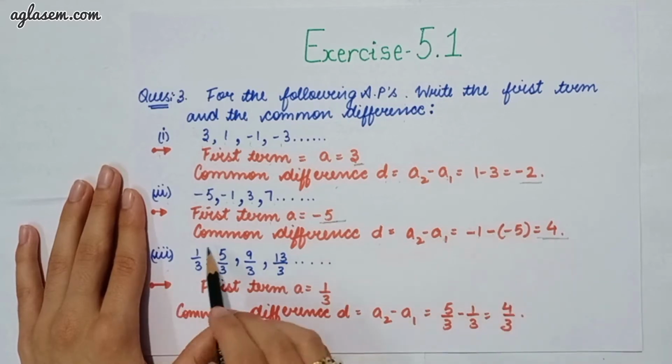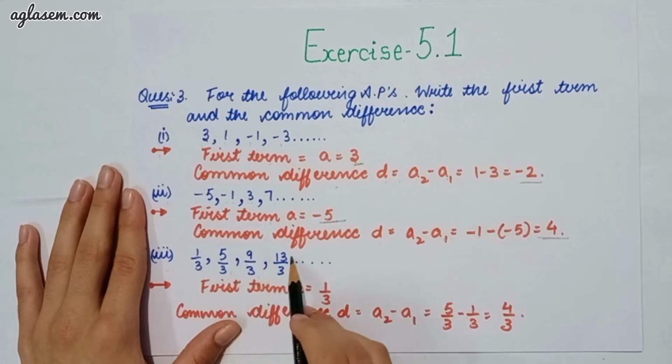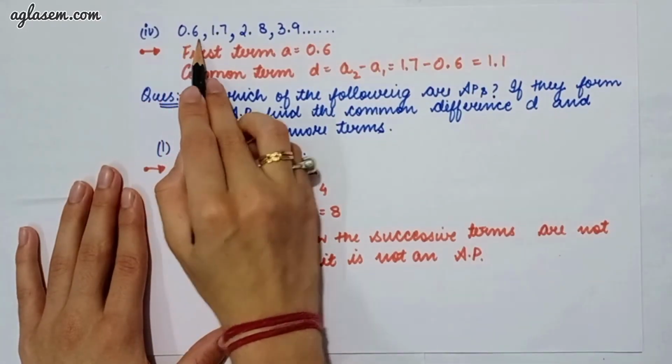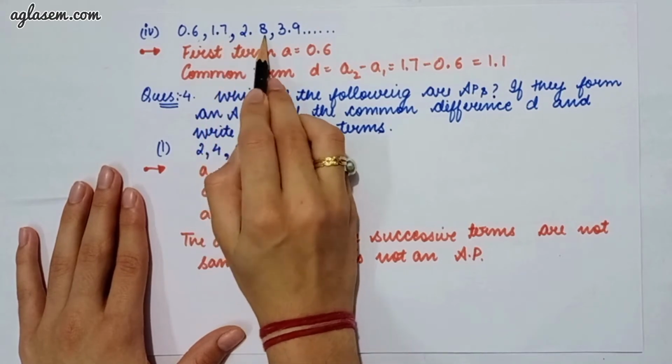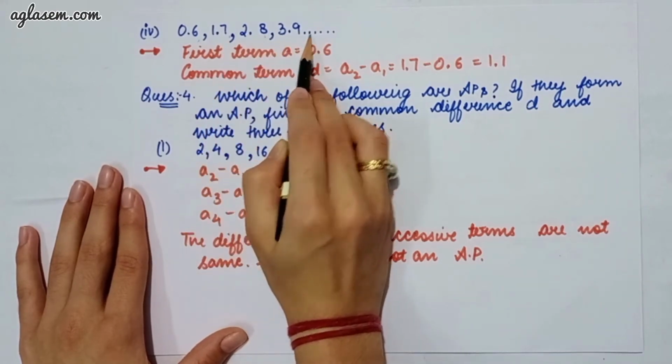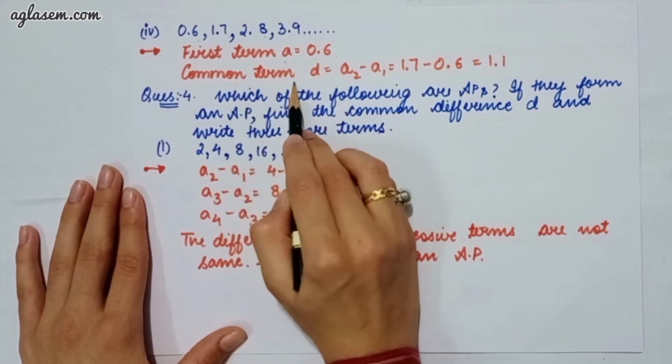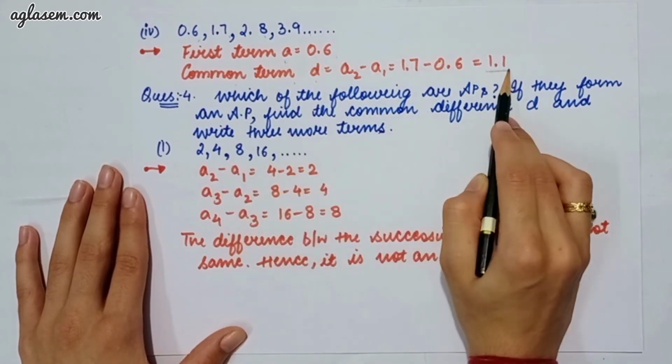Third part says 1 by 3, 5 by 3, 9 by 3, 13 by 3. So here the first term, that is A, is 1 by 3, and the common difference, that is 4 by 3, by subtracting A2 minus A1. Fourth part says 0.6, 1.7, 2.8, 3.9. So here the first term, that is A, is 0.6, and the common difference, that is D, is 1.1 by subtracting A2 minus A1.